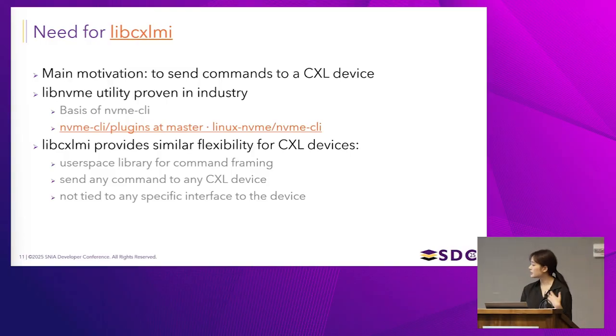So just to reiterate, libcxlmi is a user space library that allows you to send any command to any CXL device without being bound to some specific implementation, such as the kernel driver, which can limit which commands get sent to the primary mailbox. And in that way, it is similar to what libnvme does for NVMe devices. We can use this library to send FM API commands to the device, and I'll be using it in the demo video.